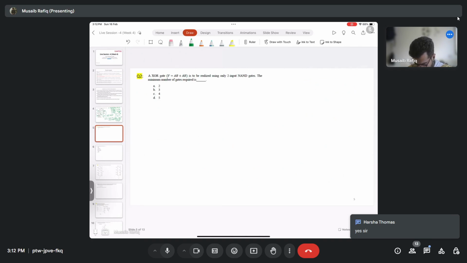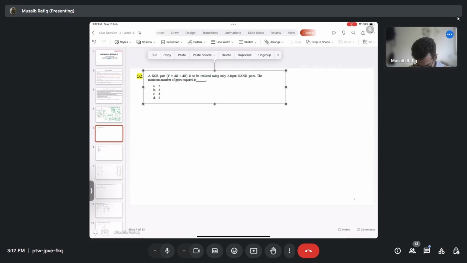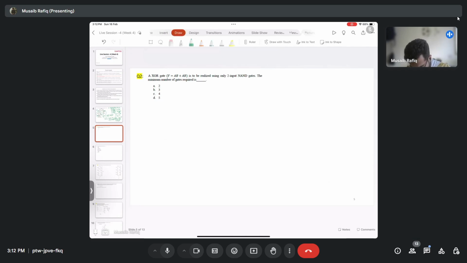So now I have a question. Let me make one change here. Now it's fine. An XOR gate implemented by y equal to a b bar plus a bar b is to be realized using only two input NAND gates. The minimum number of NAND gates required is, I think everyone will know the answer to this. What is the answer?